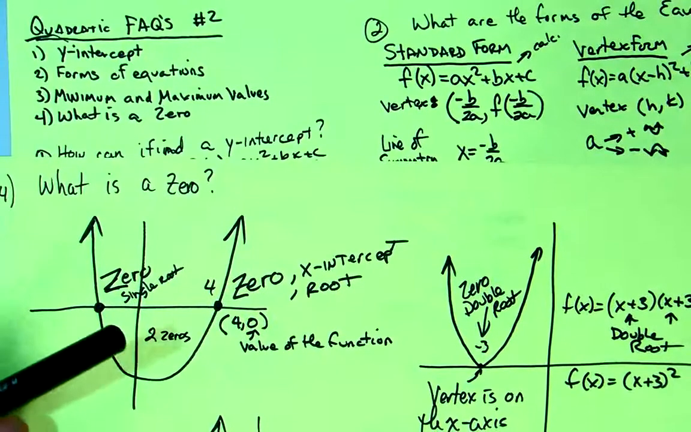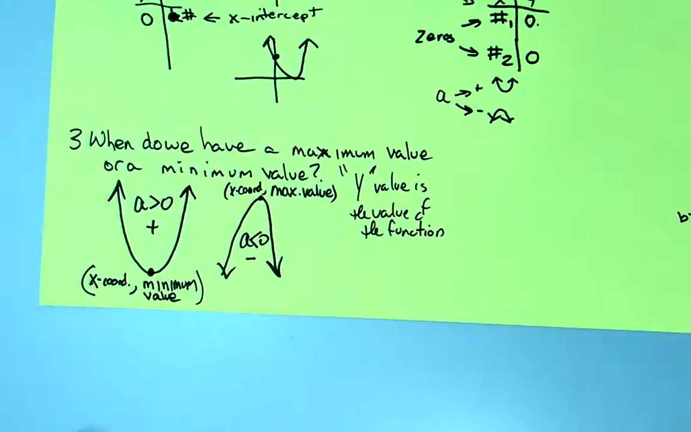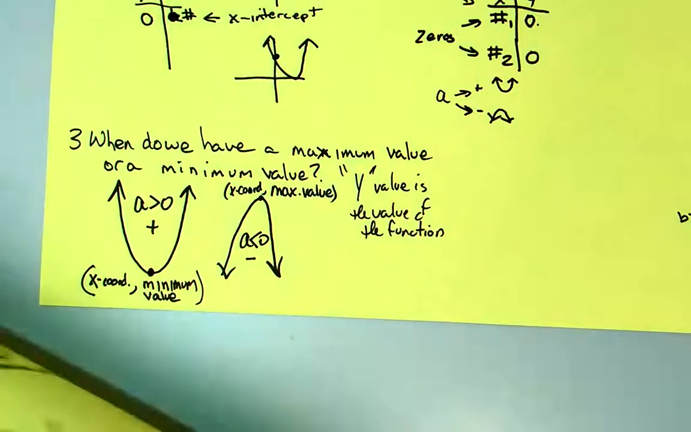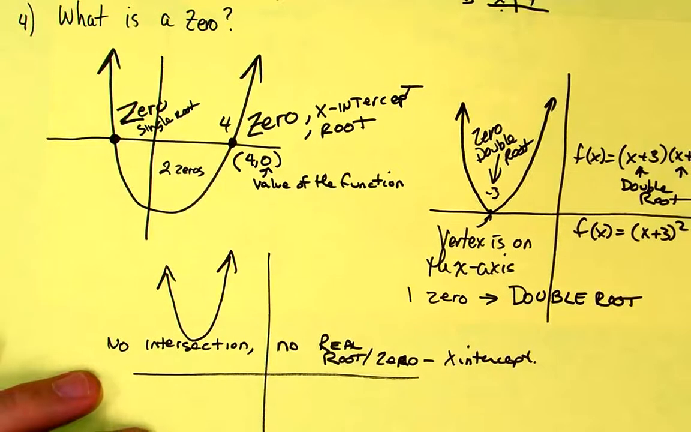And we covered the y-intercept, forms of the equations, which is what we did right here. How do we know if we have a maximum or a minimum? And then last but certainly not least, what is a zero? We'll talk about calculating zeros later.